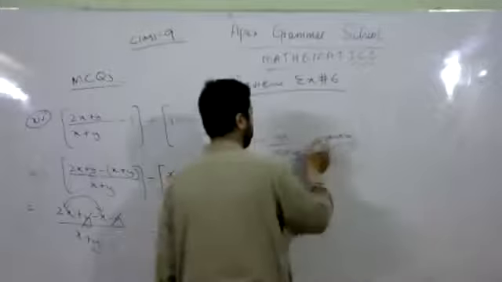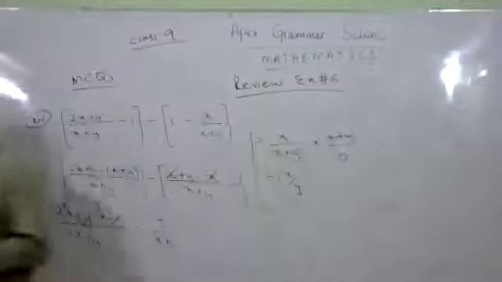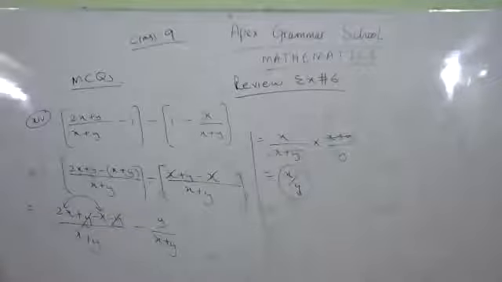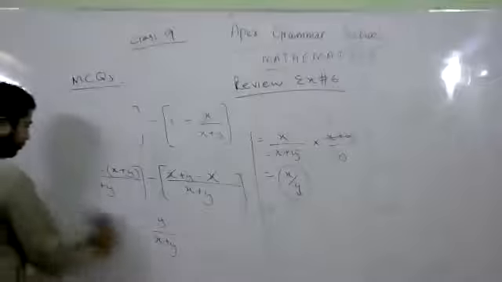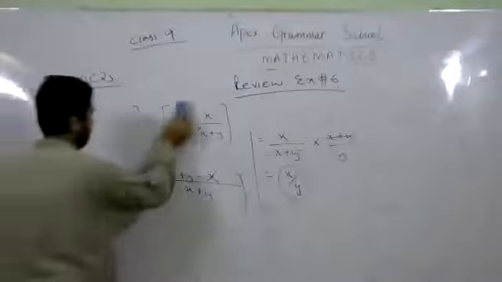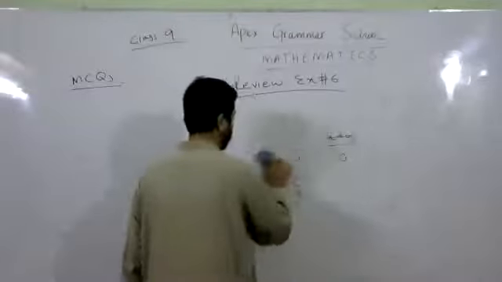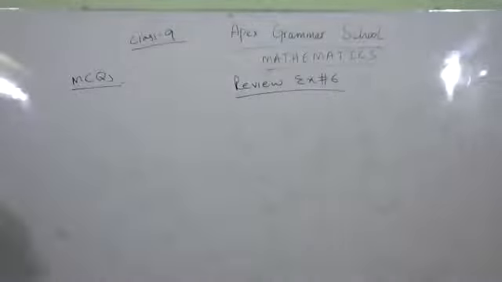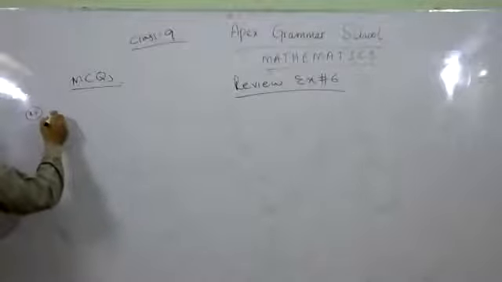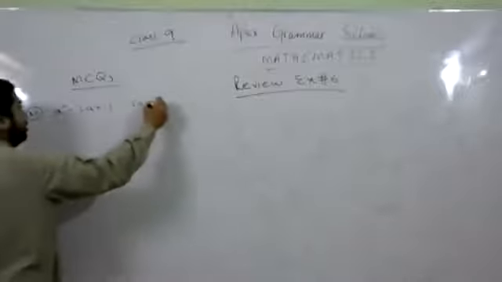You can cancel this x plus y to this x plus y, and you are left with x divided by y. So this x divided by y is the answer. The correct option is option number B. The 15th MCQ is a square minus 2a plus 1, square root is.